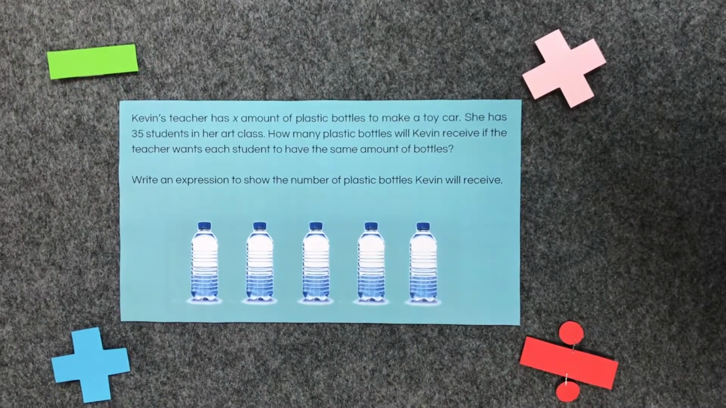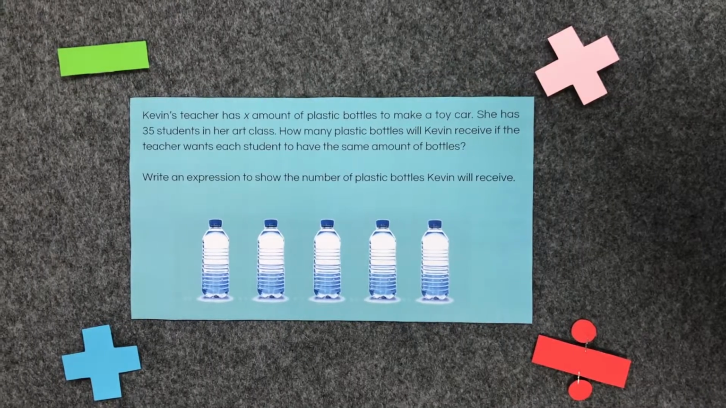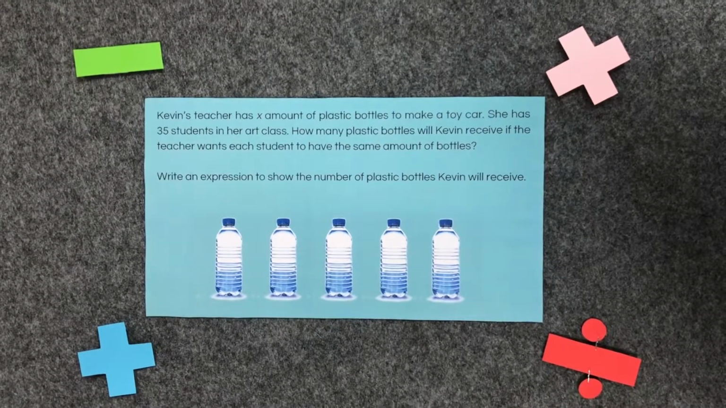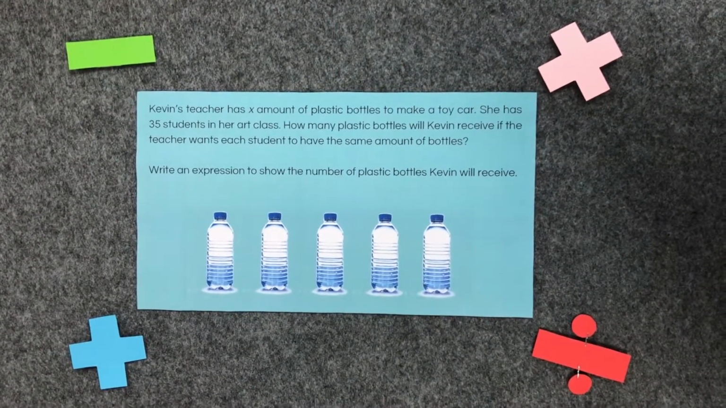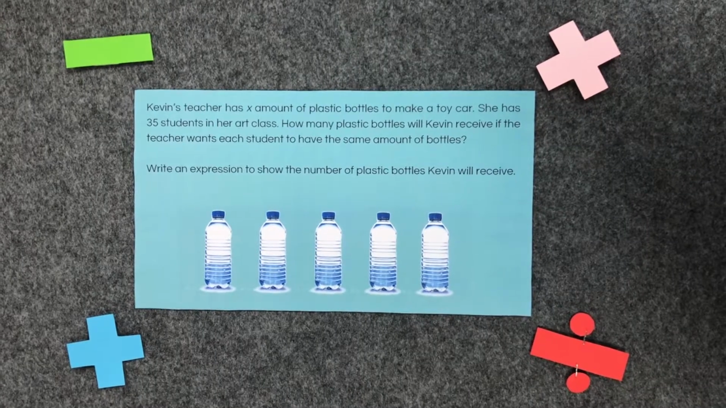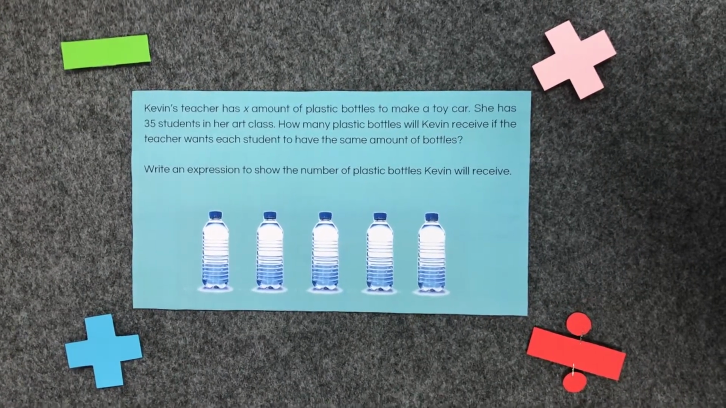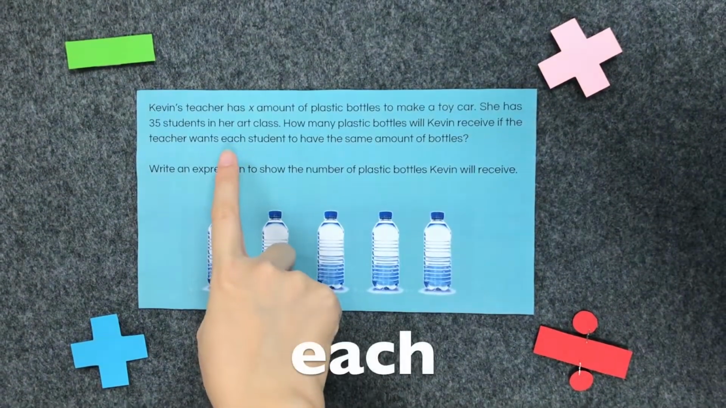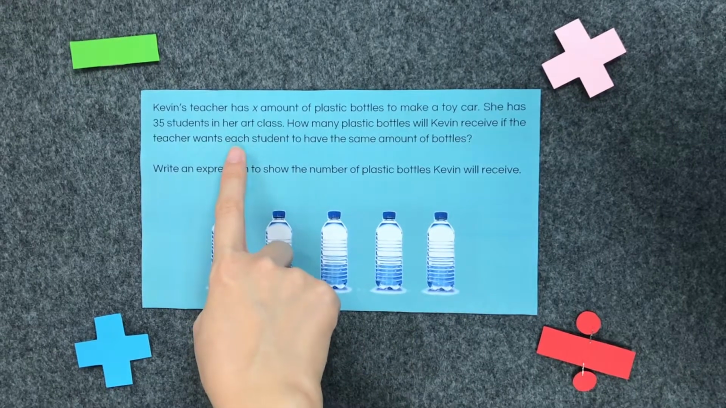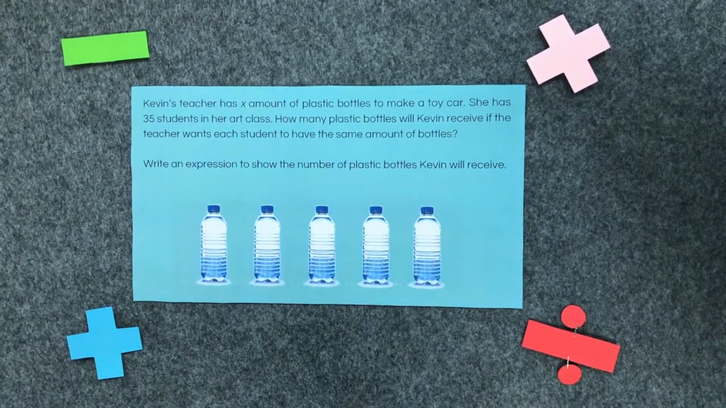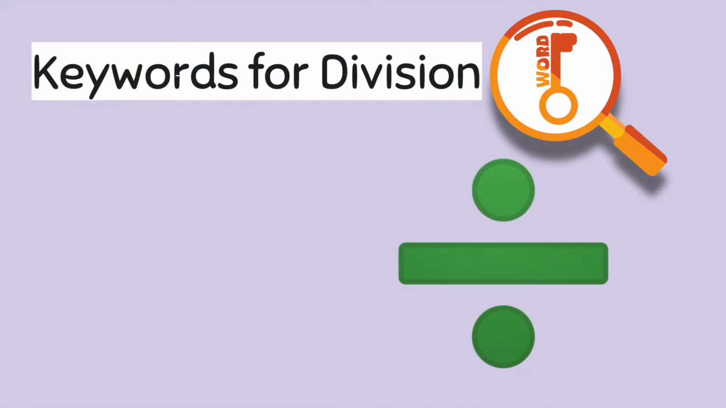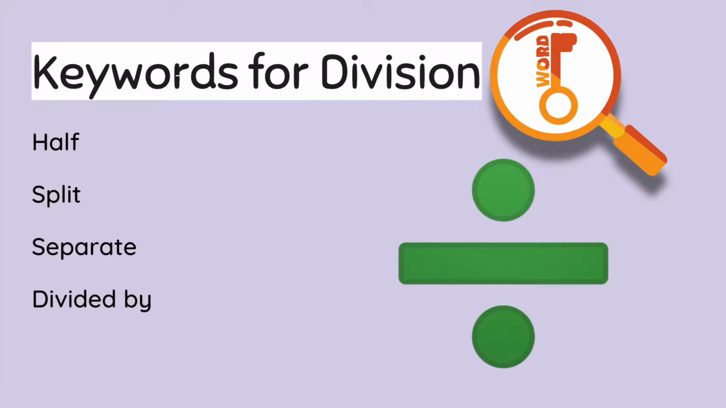So after students read and identify the keywords, they need to know what operation is involved. So we know that Kevin's teacher has X amount of plastic bottles to make a toy car, and she has 35 students. So how many plastic bottles will Kevin receive if the teacher wants each student to have the same amount of bottles? So we know that the keyword here is "each." So when we see the word "each," the operation involved is division. So the expression would be X divided by 35. These are the keywords for division: half, split, separate, divided by, and shared equally.